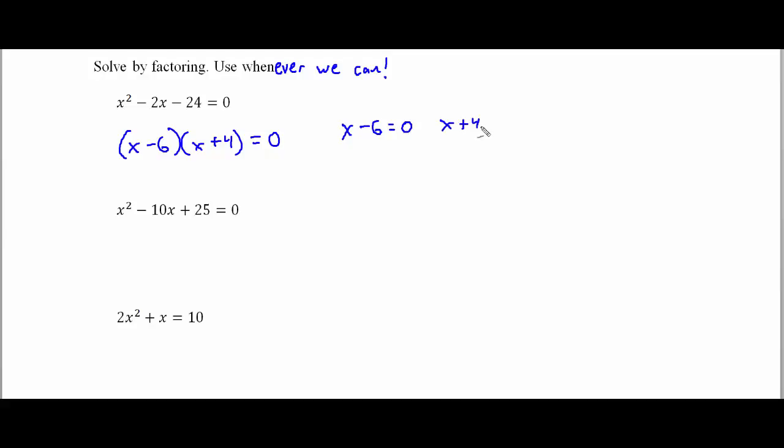By setting them equal to 0, what we can find by solving for x are the locations of x. This illustrates that this parabola intersects the x-axis at 6 and at negative 4. It also has a y-intercept of negative 24. If you type this into a graphing calculator, you can see that in the table. Also, if you substitute 0 for x, you can see that the y value would be negative 24 in this case.